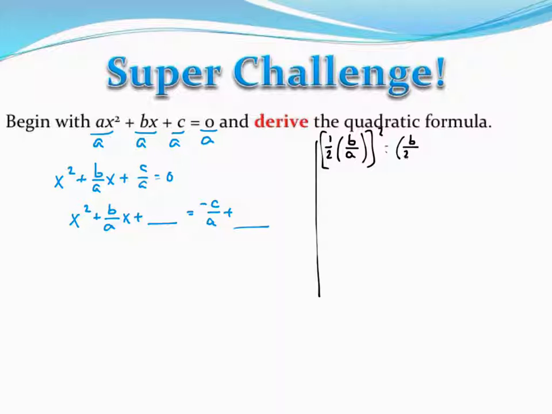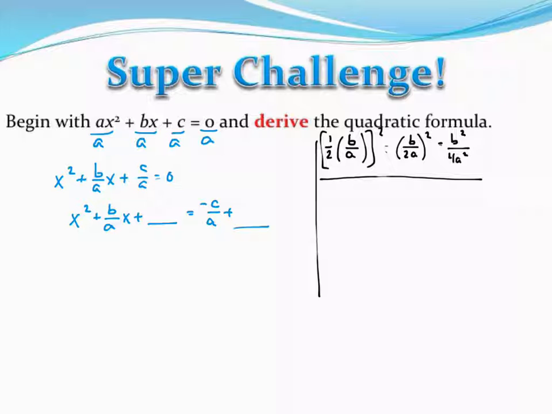So multiplying b over a times a half gets me b over 2a. I'm going to multiply straight across, and then I still need to square that to find my magic number. When you square a fraction, it means multiply the top by itself. So b times b gets you b squared, and multiply the bottom by itself. 2a times 2a is 4a squared. So there's my magic number.